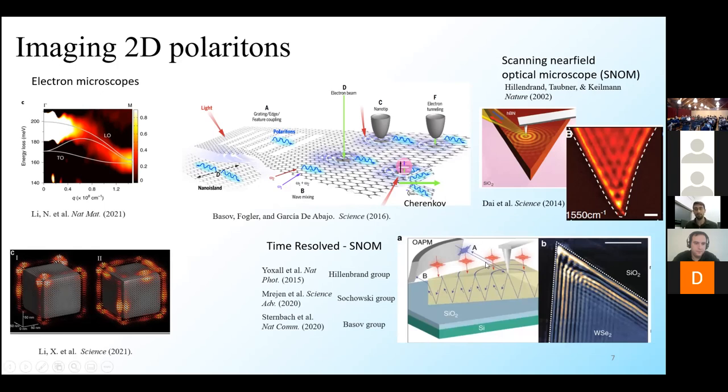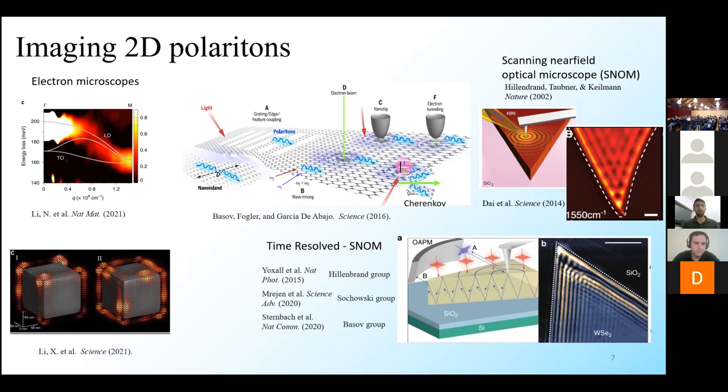So two pulses, one of them would excite whatever you want to see, and the second one would probe and enable you to see it. And these demonstrations really showed interesting phenomena like group velocities. But for us, if you want to see vortices, the tip of the scanning near-field optical microscope is quite a problem because it creates another interference that we want to avoid. So this additional boundary condition is something that we want to avoid.